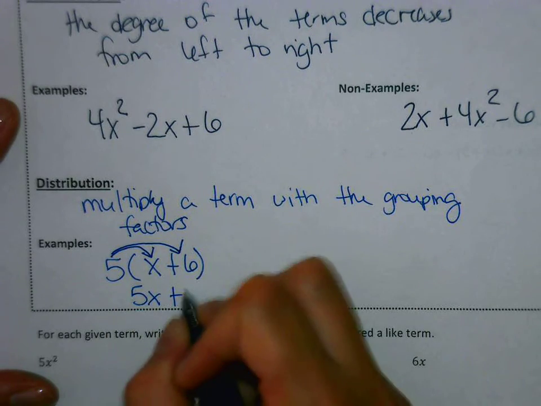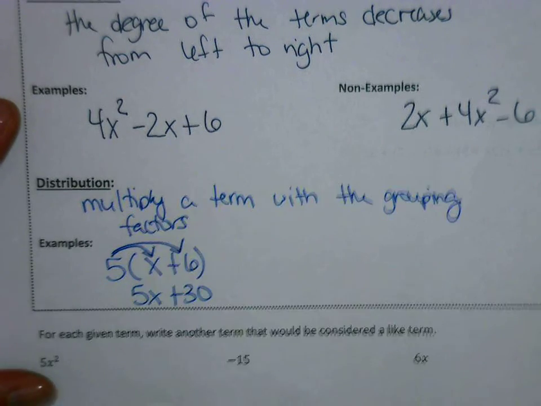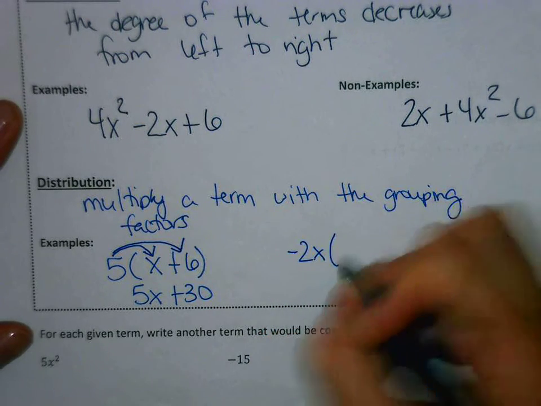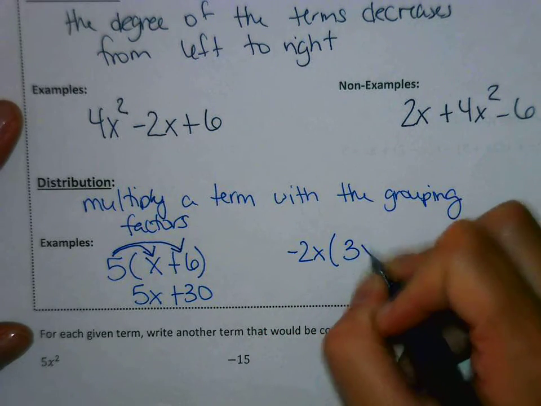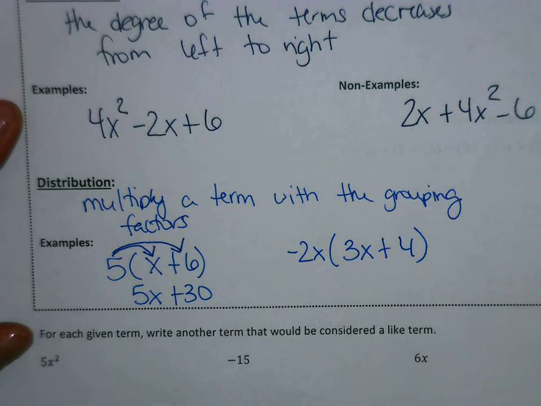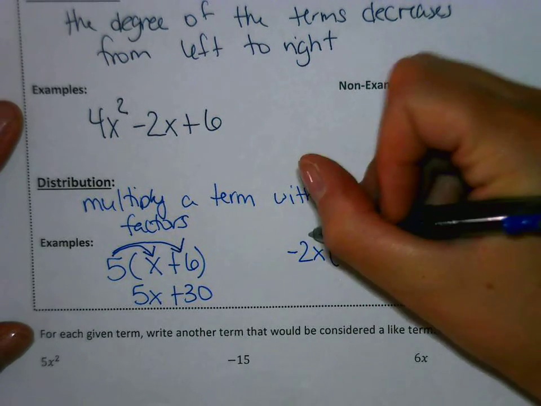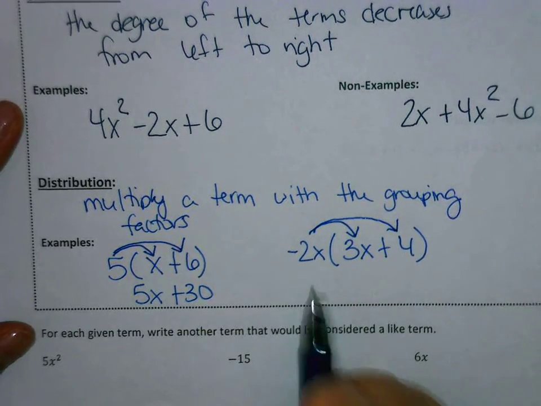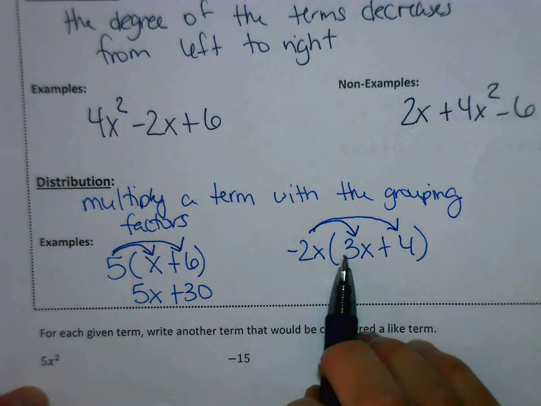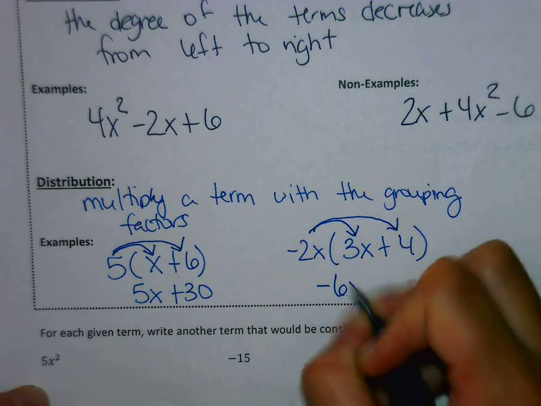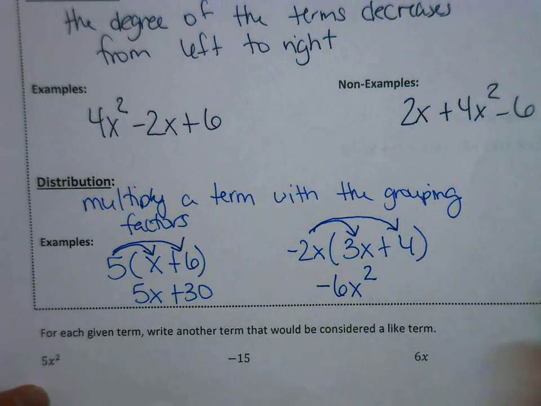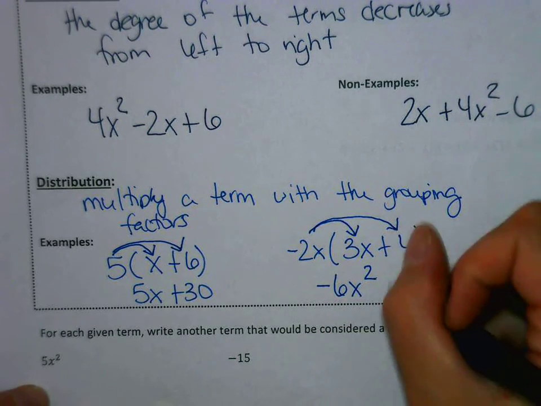Let's look at another example. Let's say we have -2x times 3x plus 4. Distributing, we take the -2x and we're distributing it to our grouping. So -2x times 3x is -6x squared, and x times x makes our power of 2. -2x times 4 is -8x.